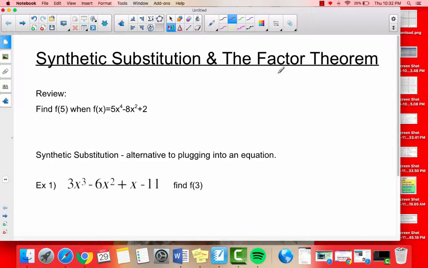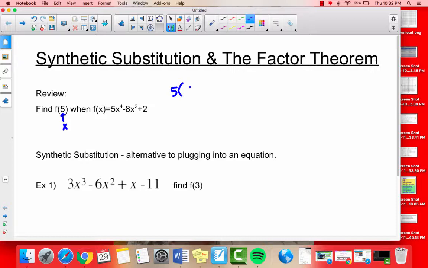So, before we get started with the synthetic substitution, I just want to review the concept of that function notation that we learned in the previous chapters. I have this equation here. Find f of 5 when f of x equals 5x to the fourth minus 8x squared plus 2. Remember that function notation is just telling you what the x value is. So in that f of 5, that's saying you're going to plug 5 in for the x because it's inside the parentheses. All I have to do now is just write this down.